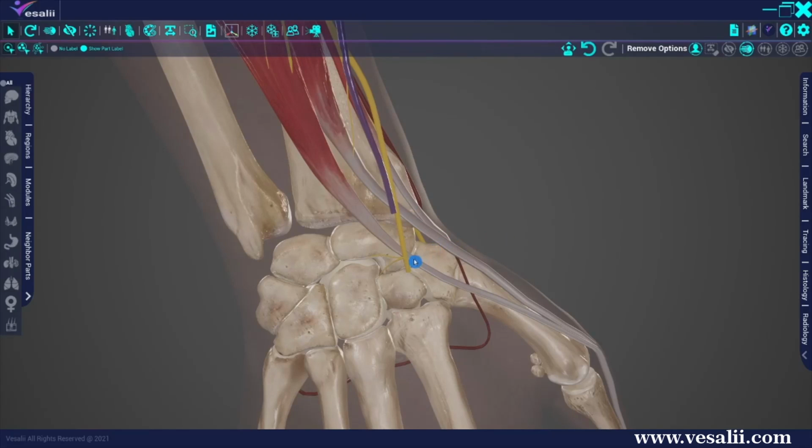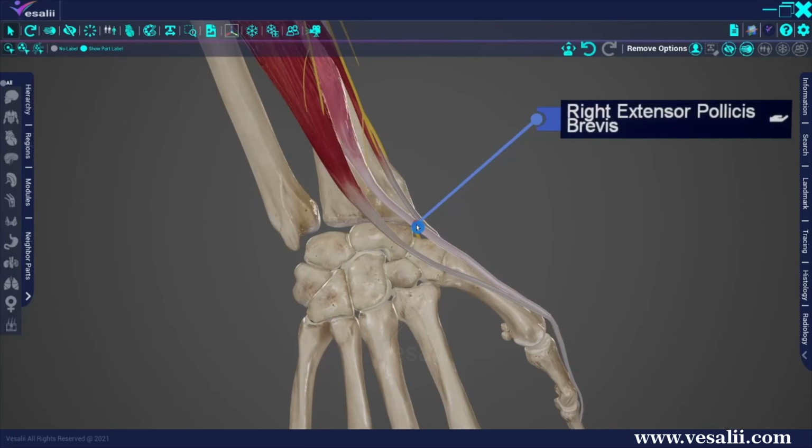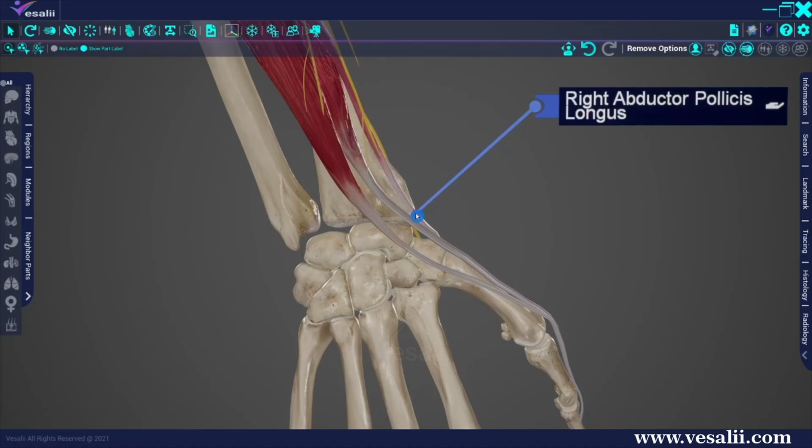It was given the name snuff box because this depression was used to hold snuff or ground tobacco before inhaling it via the nose. This triangular area has 3 borders, a floor and a roof. The medial or ulnar border is formed by the tendon of extensor pollicis longus, and the radial or lateral border is formed by the tendons of the extensor pollicis brevis and abductor pollicis longus.